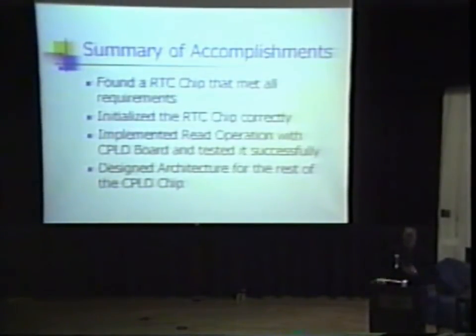Some of the accomplishments for this project: first of all, I did find a clock chip that met all the requirements. I was able to initialize that real-time clock chip. I had to read through a data sheet that was about an inch thick, which is never fun. Then I successfully implemented the read operation with the CPLD board and tested it successfully. And finally, I wrote the architecture for the CPLD board.